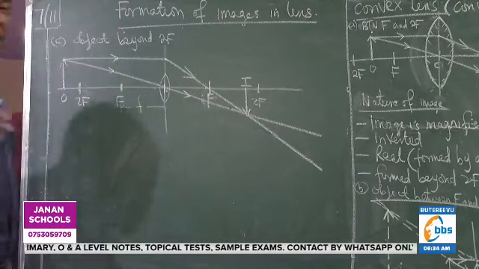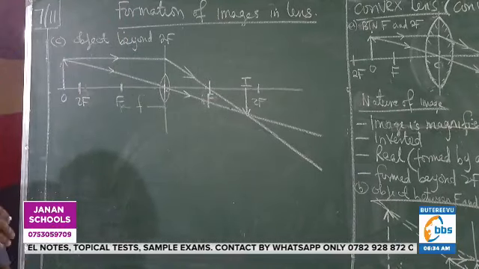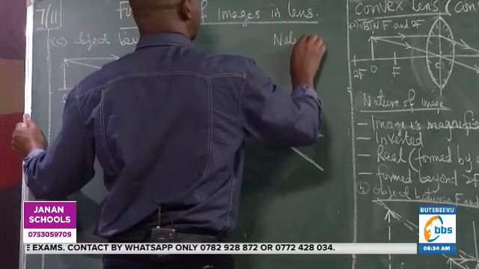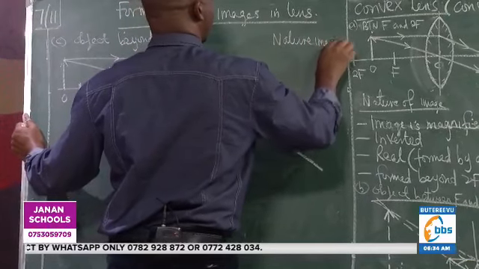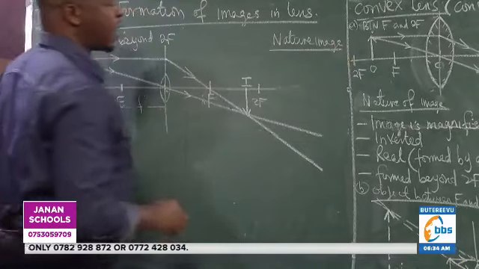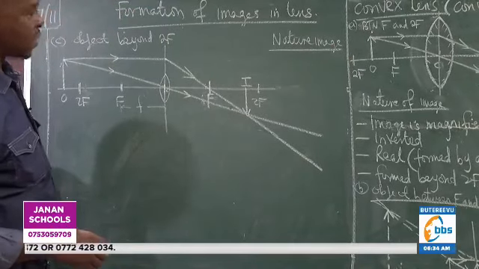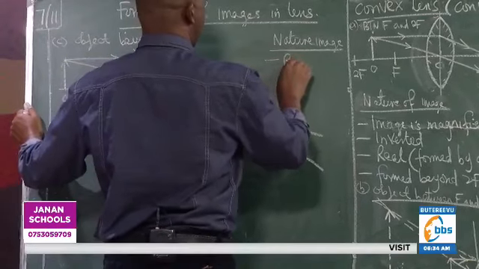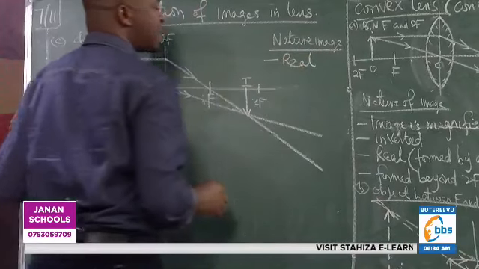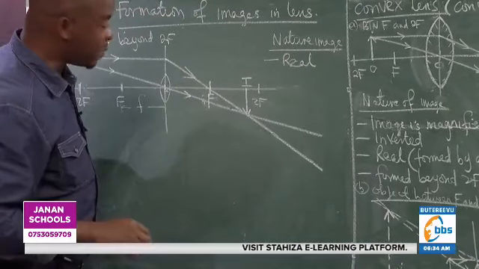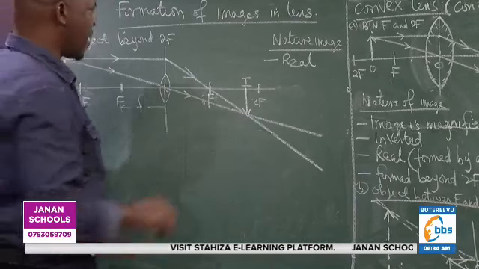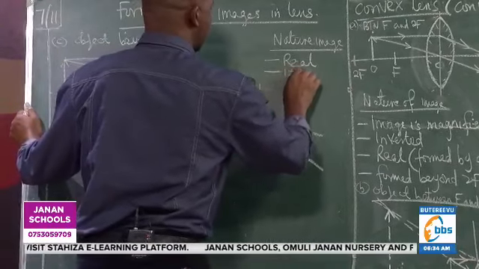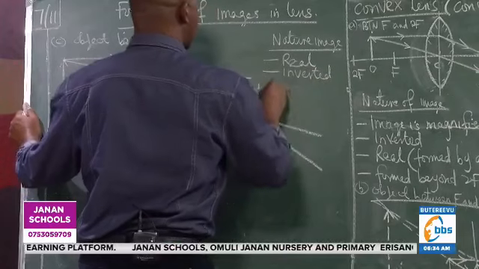And when the lines intersect normally without you having to extrapolate, we usually say that the image will have the following characteristics. By now, someone who has consistently followed this lesson should be able to tell that whenever the image is formed normally, we call it real. That the image is real, in other words, it can be easily formed on the screen, and therefore it is formed by the actual intersection of light rays. Number two, as you look at the image, it is upside down, so we say it is inverted.